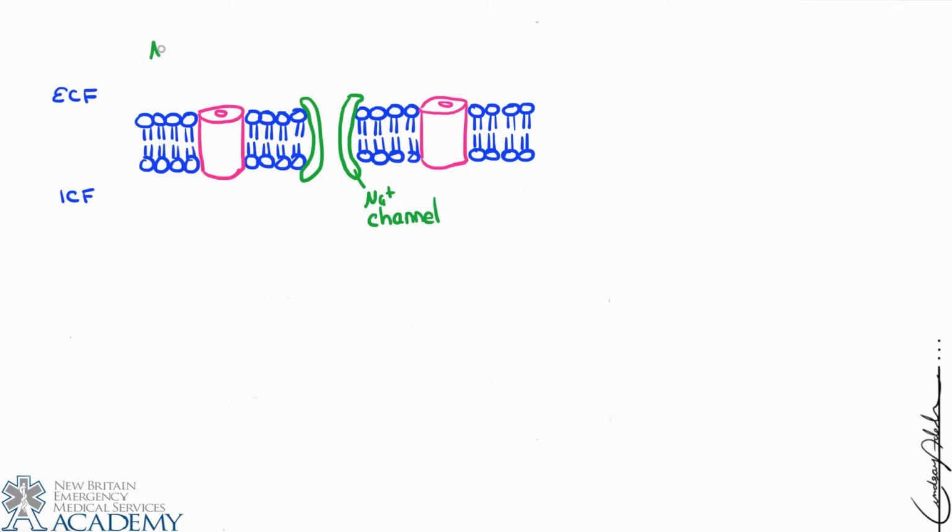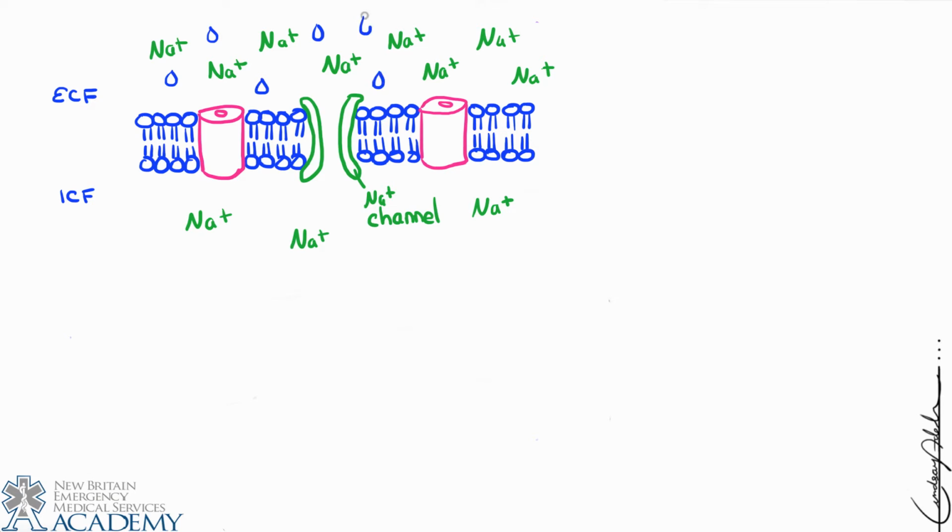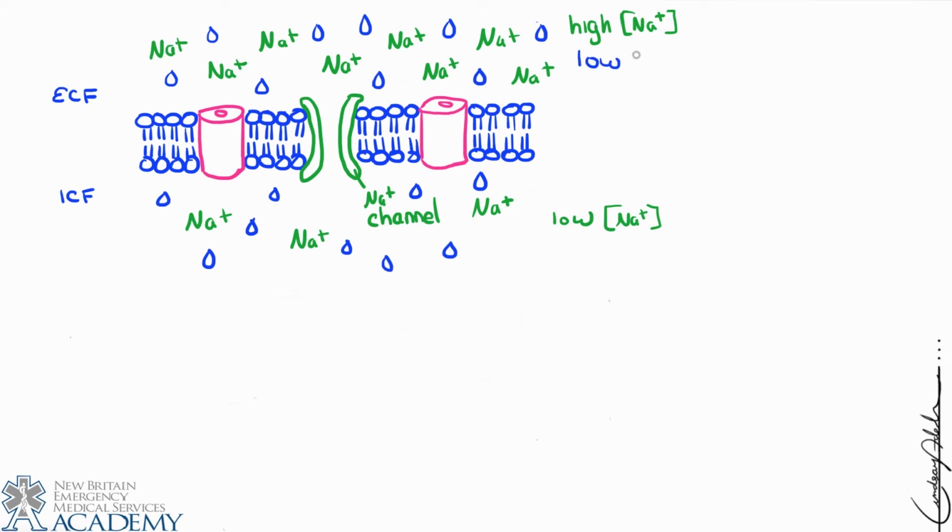So we know that sodium is highly concentrated outside of the cell, so in relative comparison, more sodium ions in the ECF than the ICF, and then we'll draw in some water. And in this example, again, we'll draw the water to be in approximately equal amounts on either side. But because we have a high sodium concentration on the outside of the cell and a low sodium concentration on the inside of the cell, we have a relative low water concentration outside of the cell and a relative high water concentration inside of the cell.